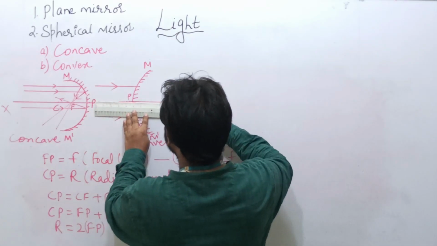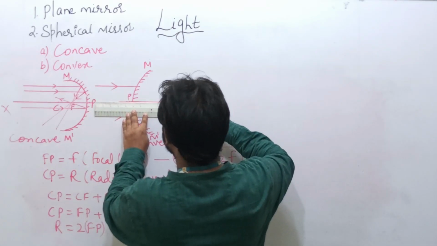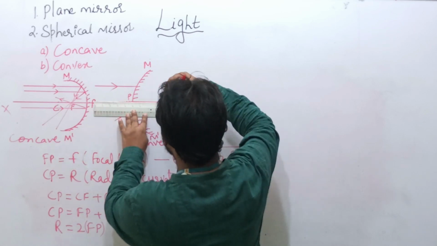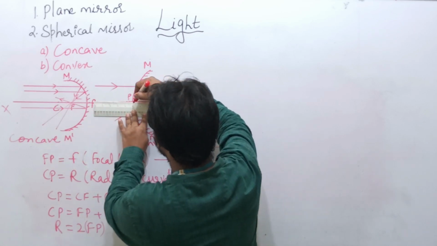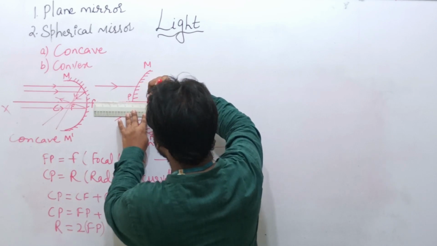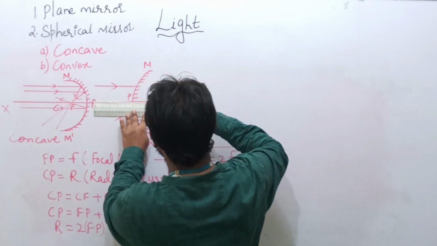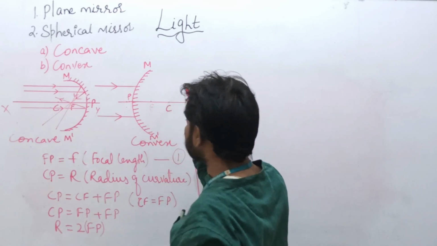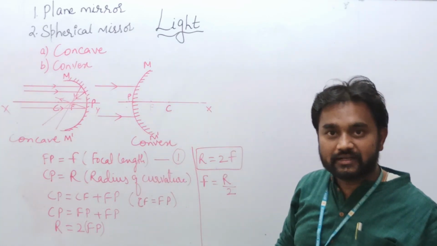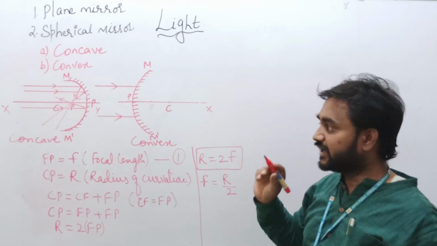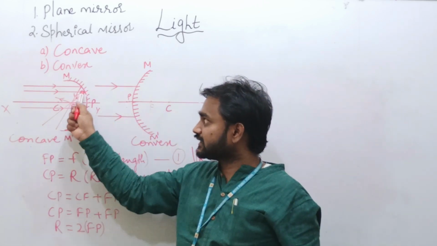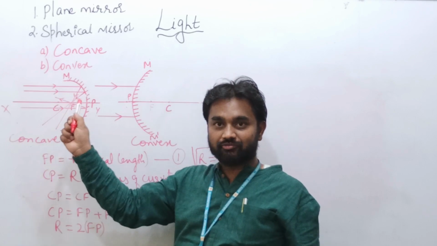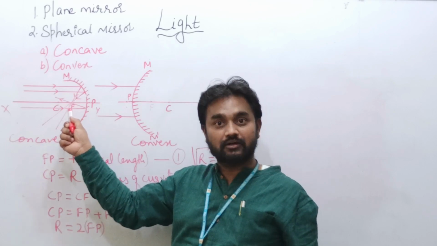If I take the midpoint of the radius of curvature, that is our focal length, as we have studied. So here 1, 2, 3, 4, 5, that is 2.5. Let me name it somewhere here. This will be our principal focus. This is the point where all the reflected rays are going to meet. Here you can see the reflected rays are meeting in front of the concave mirror. So the principal focus is real.